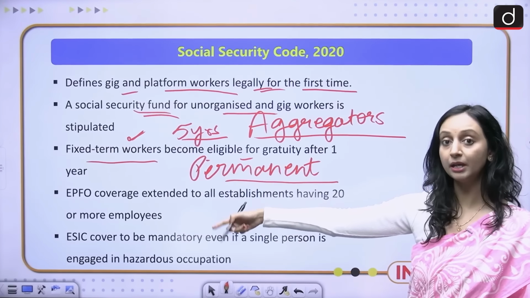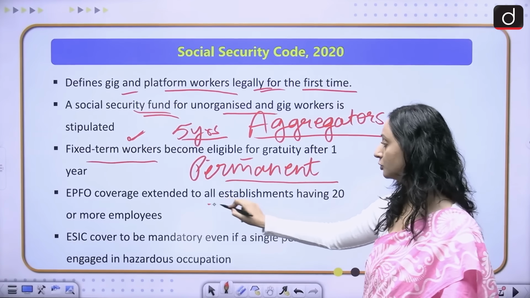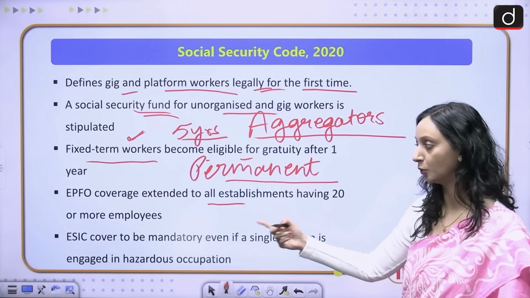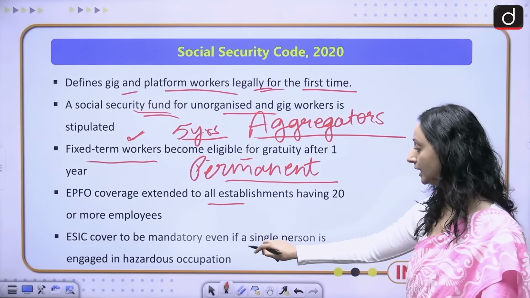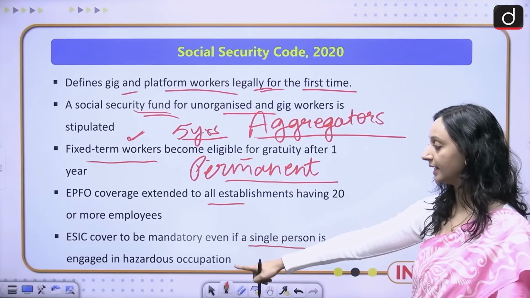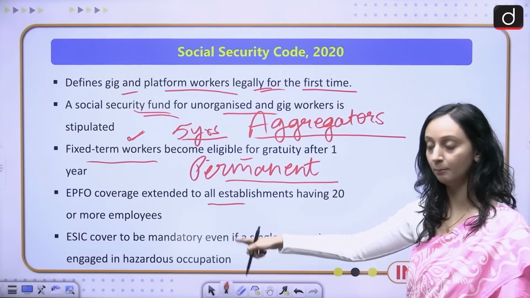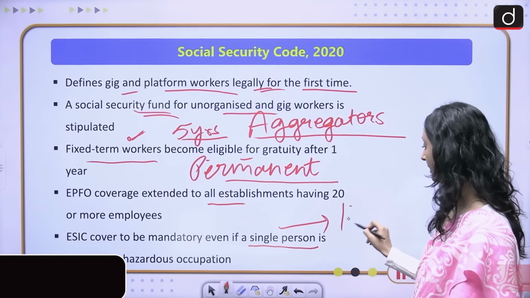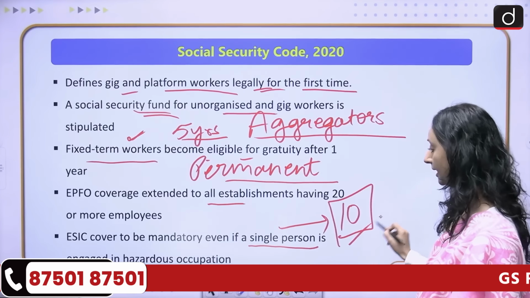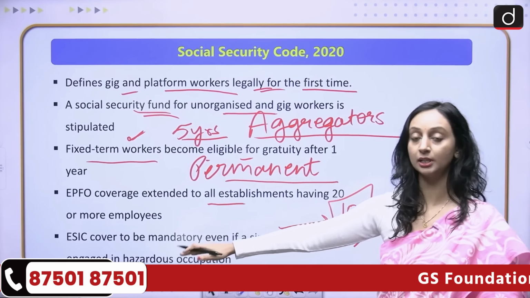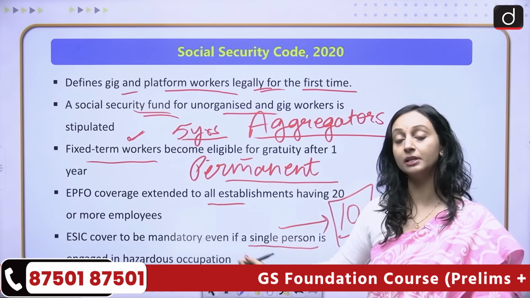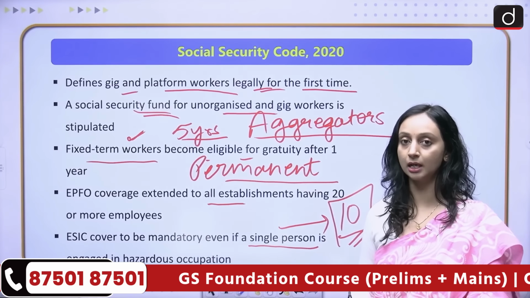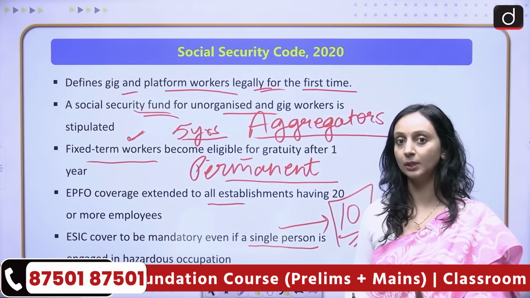Then the EPFO coverage has also extended to all establishments having 20 or more employees, and ESIC cover has also become mandatory even if a single person is engaged in hazardous occupation. Presently this threshold is 10. So 10 people have to be engaged in hazardous occupation for the ESIC cover to be implemented. Now even if a single person is working in hazardous conditions, the ESIC cover will have to be extended.